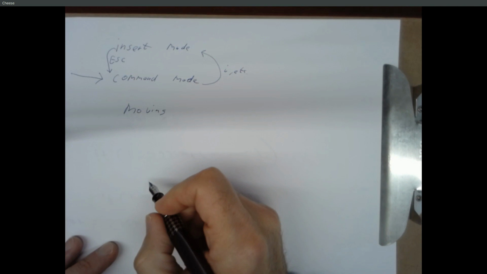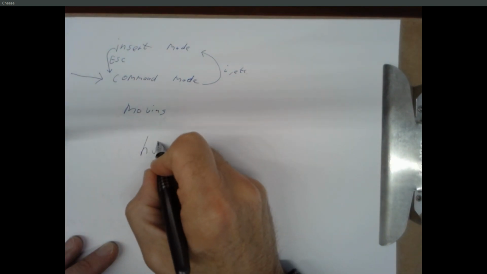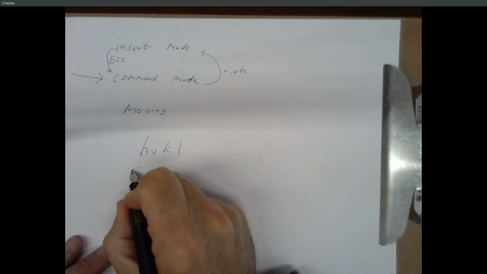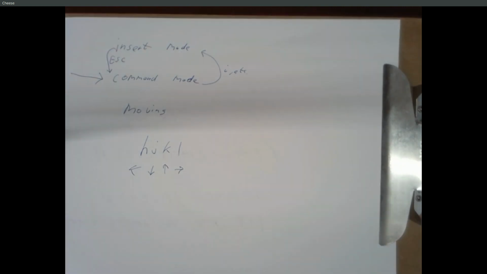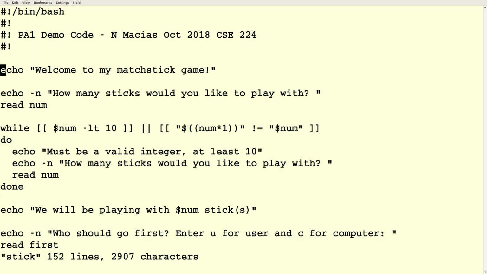So the most basic way to move around in a file is H, J, K, L. H is back, J is down, K is up, L is to the right. And they're right next to each other. They also work if you're playing Rogue and you're trying to move around the dungeon. So that's a bonus. So here's my file. I can move down with J, I can move over with an L, I can move back with an H.